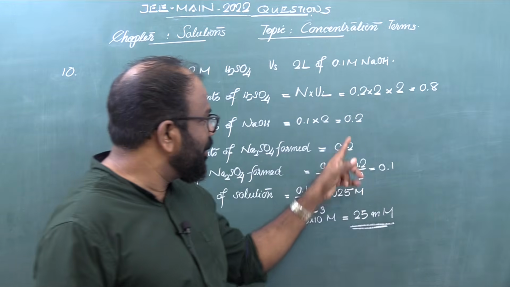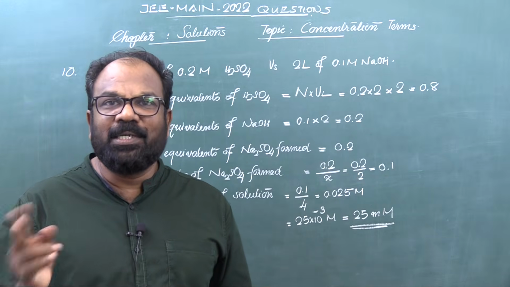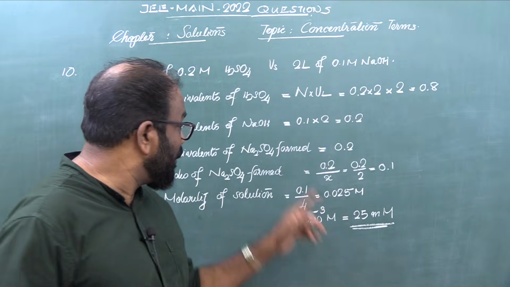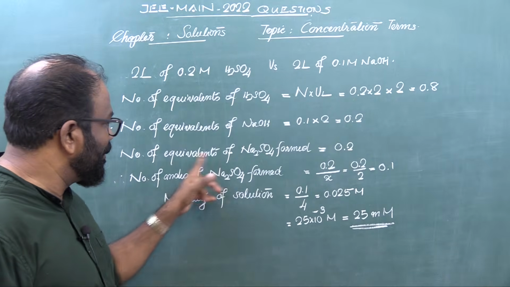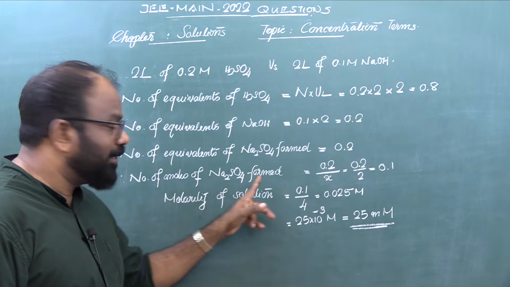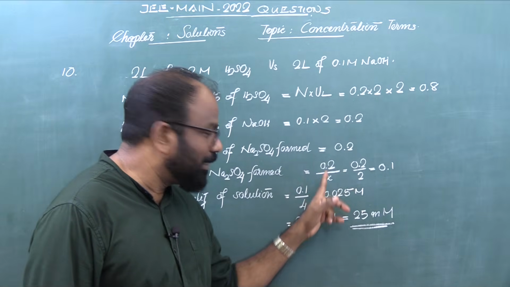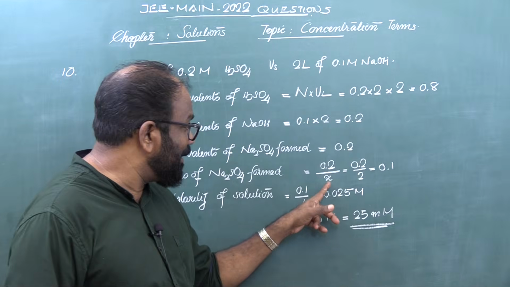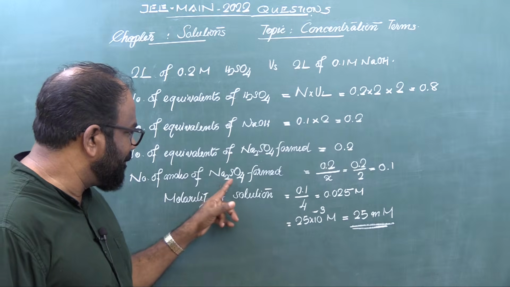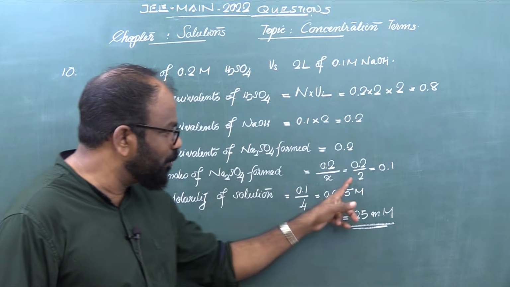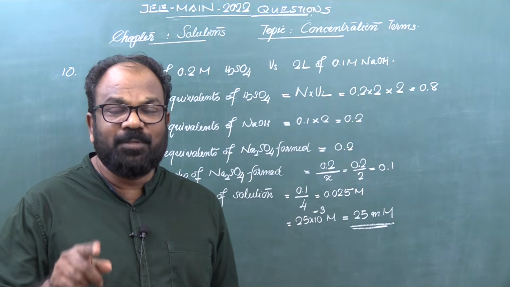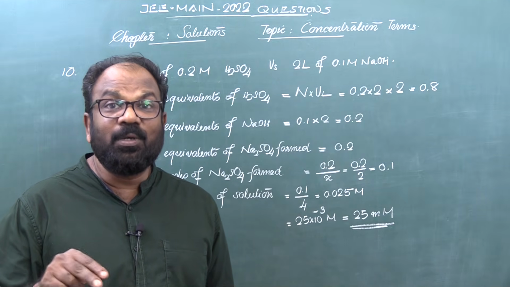That means 0.2 equivalents of NaOH combines with 0.2 equivalents of sulfuric acid to form 0.2 equivalents of product, that is sodium sulfate. Therefore, number of equivalents of sodium sulfate formed is equal to 0.2. So, number of moles of sodium sulfate formed is equal to number of equivalents divided by X. For a salt, X is equal to number of positive or negative charges in a molecule. Here in sodium sulfate, number of positive or negative charges is equal to 2. Therefore, number of moles is equal to 0.1. That means 0.1 mole of sodium sulfate is now present in 4 liter solution.